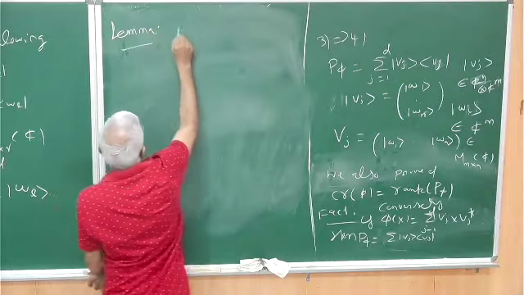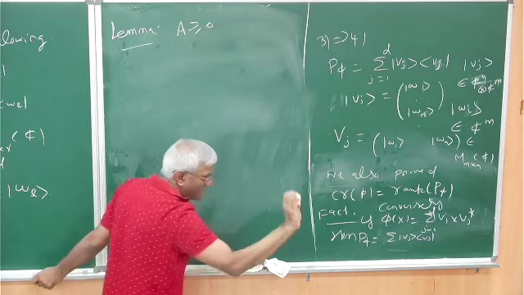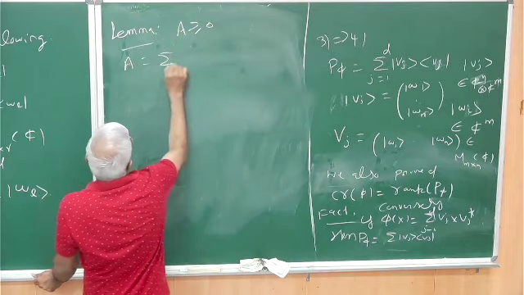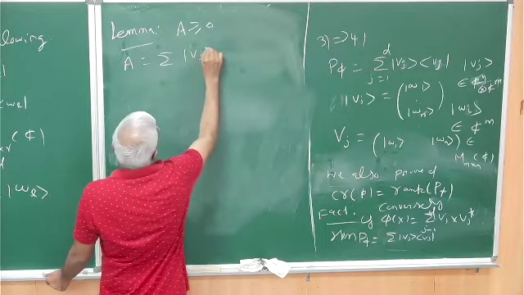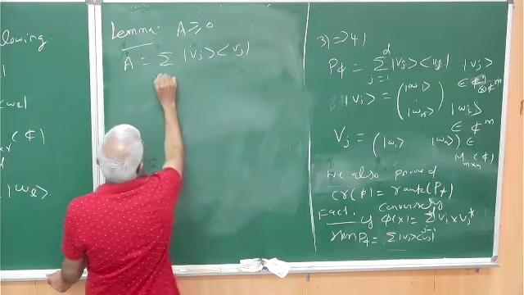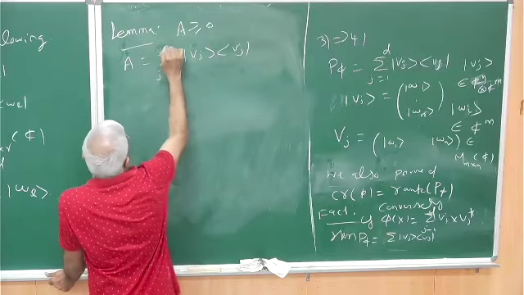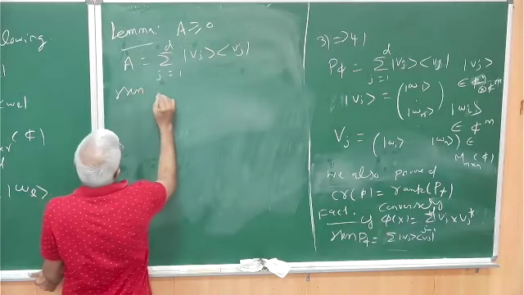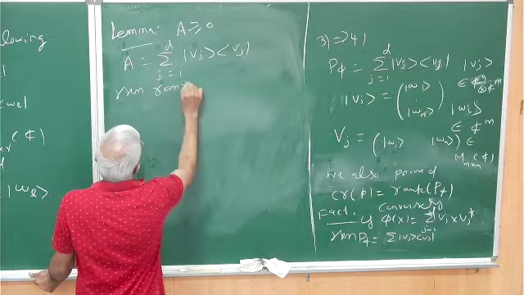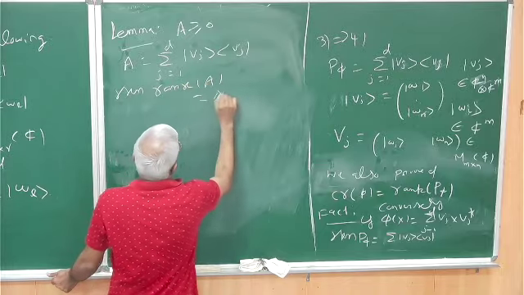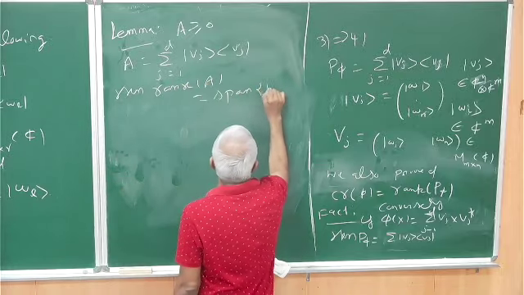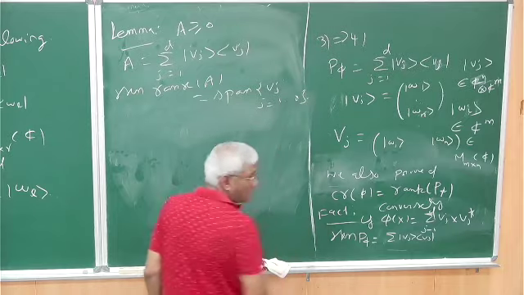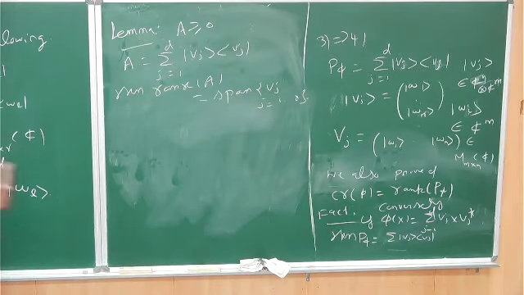The lemma is you have a positive matrix. Now we are not considering rank. And A is equal to summation of |v_j><v_j|, that's all, j equal to 1 to some d. Then the range of A equals the span of the Vj, 1 to d. Then we will come to that. This is what you want to prove.